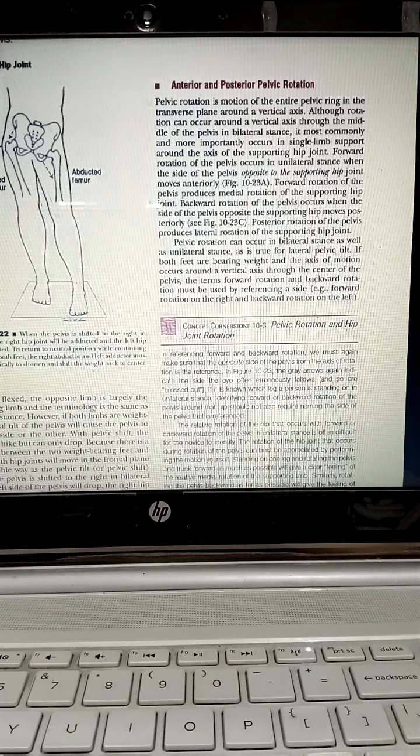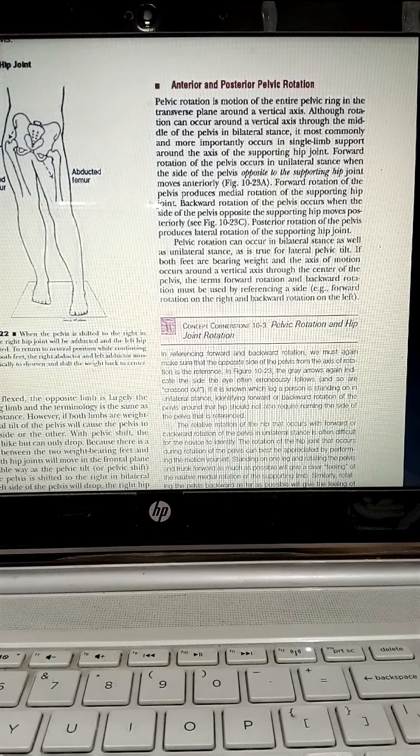First of all we will see how it occurs in bilateral stance. When a person is in bilateral stance, meaning both feet are fixed on the ground, and the person tries to step forward, suppose he is stepping his left limb forward. At that time, the left side of the hip will go for anterior pelvic rotation or forward pelvic rotation, and the right side of his hip will go for posterior pelvic rotation or backward pelvic rotation. So this occurs in the bilateral stance.